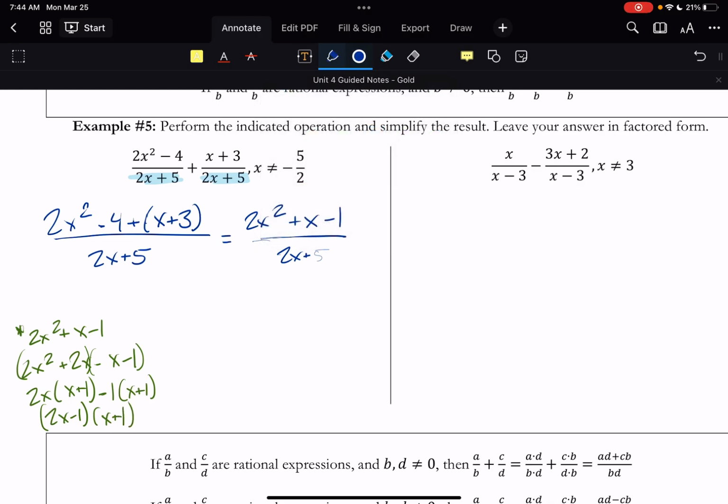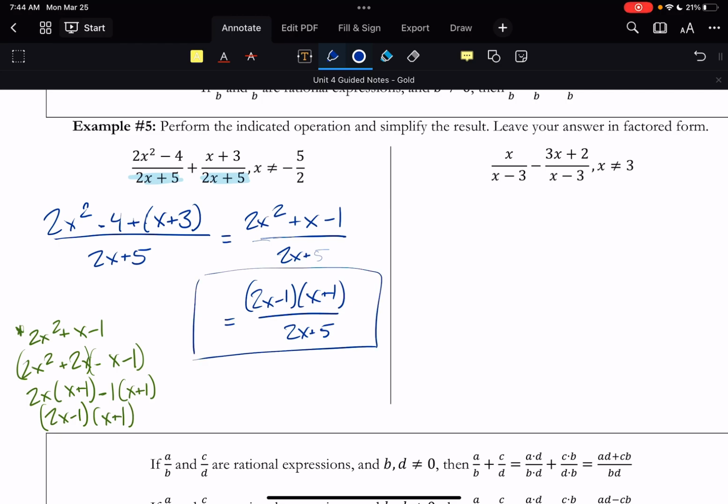So I'm going to rewrite that as my numerator. I have 2x minus 1 times x plus 1 over 2x plus 5. And there's nothing that I can cancel between numerator and denominator, so I am finished.